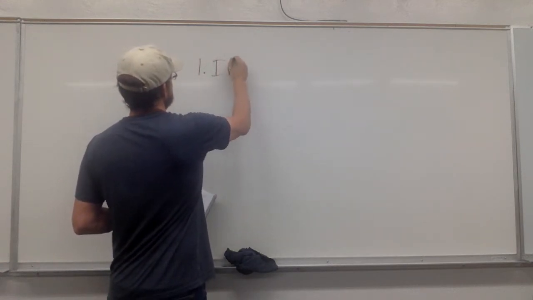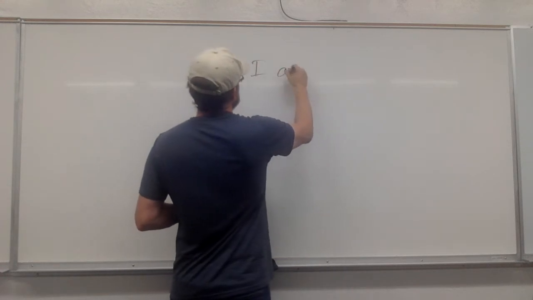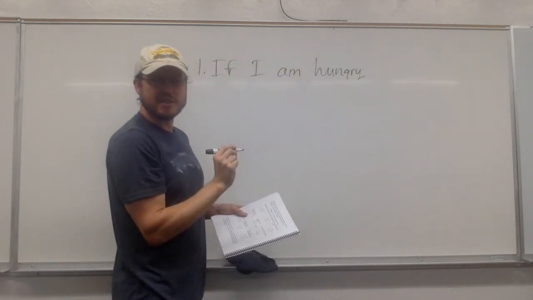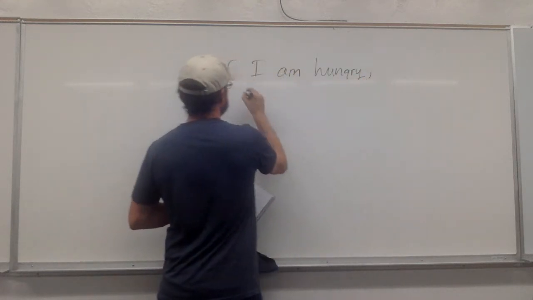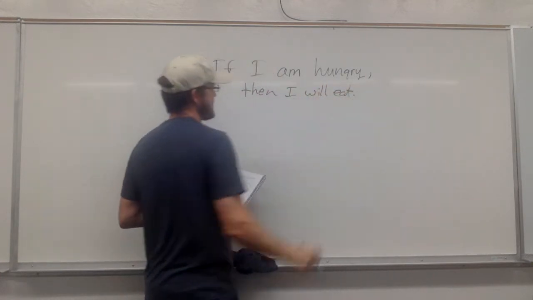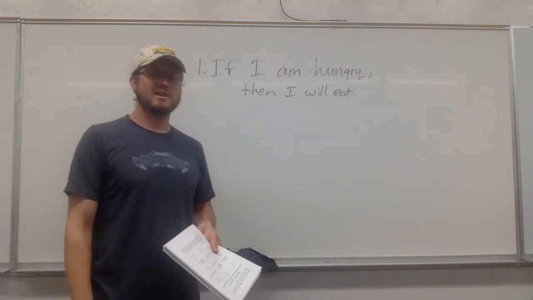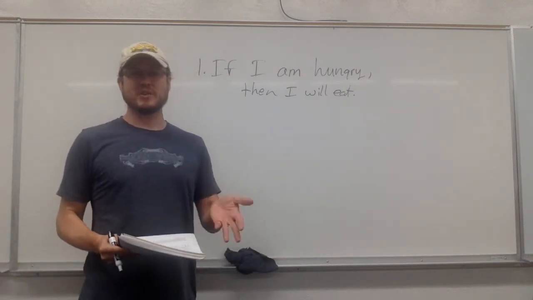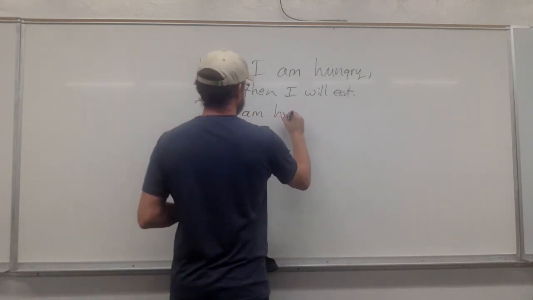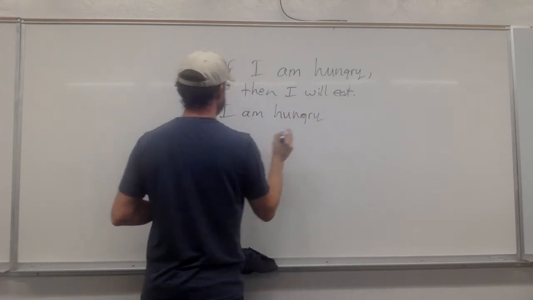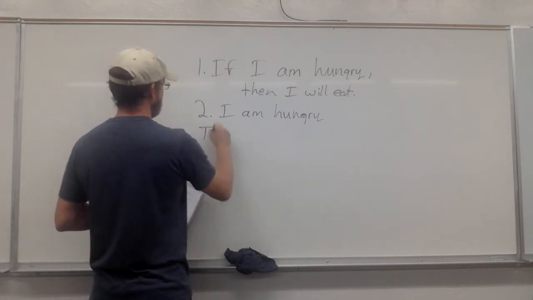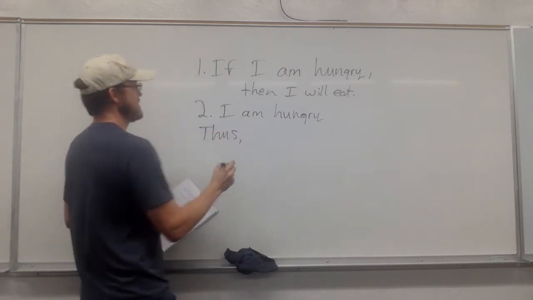So if I said, if I am hungry, make sure that you guys can see that. Okay, so if I'm hungry, then I will eat. Right? So now I've made a conditional claim saying that if I'm hungry, I will eat. If one thing happens, the other thing will happen. And then the second premise would be, I am in fact hungry. Well, I won't use that symbol yet, because we're not in the symbolic logic part yet. And the conclusion would be, thus I will eat.